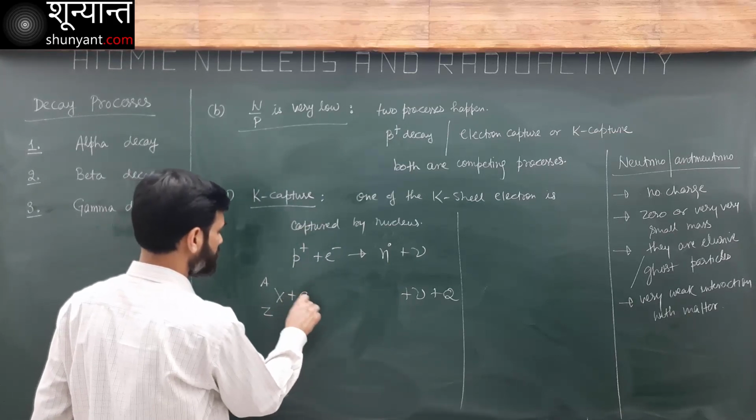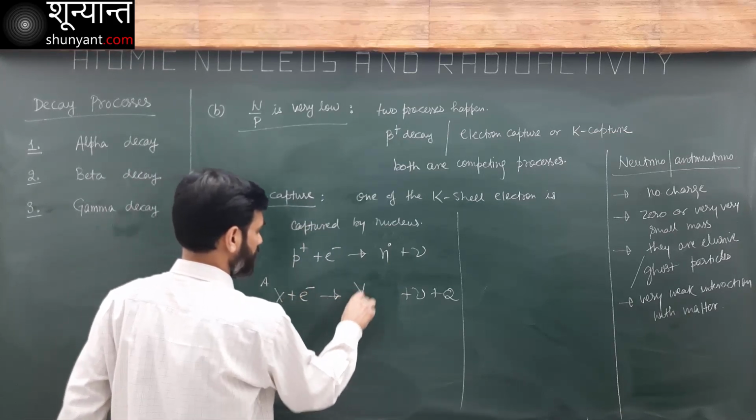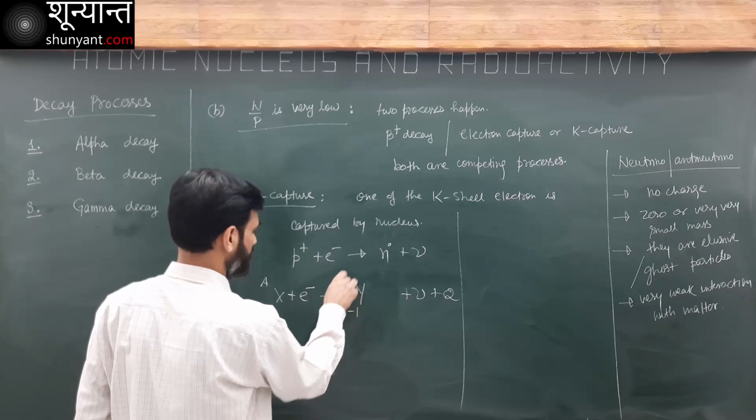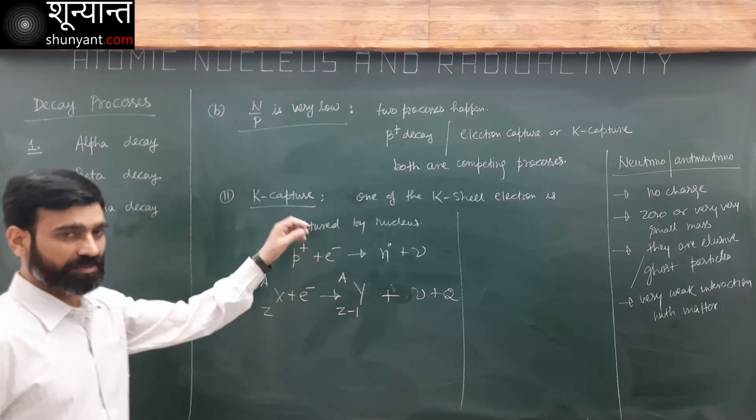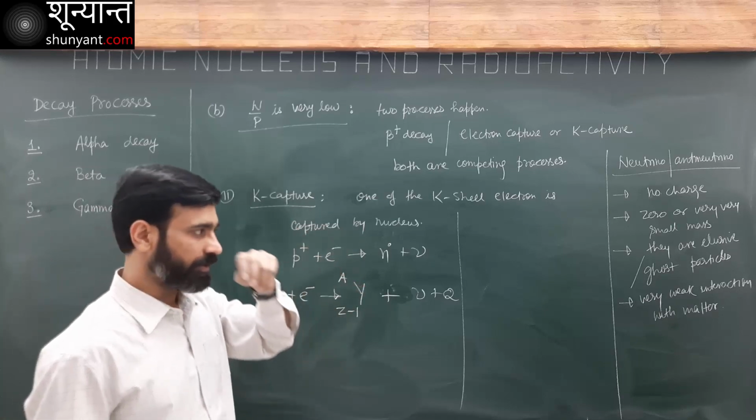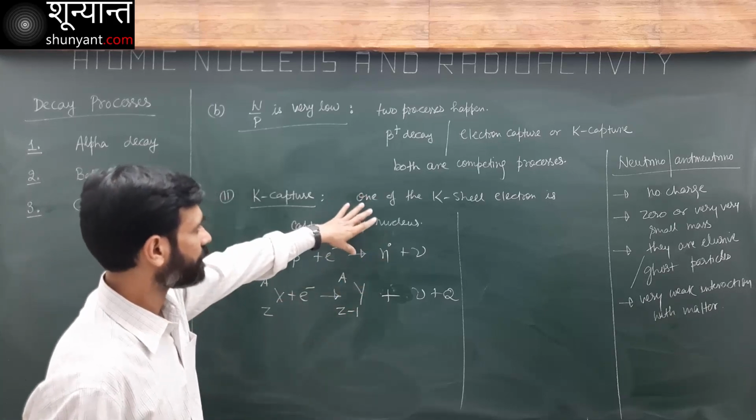Rather, this electron is captured here. So this becomes Y, with Z minus 1 and A, plus. You see, this neutron is not emitted, it remains in the nucleus. Okay, let's come back to this point here.